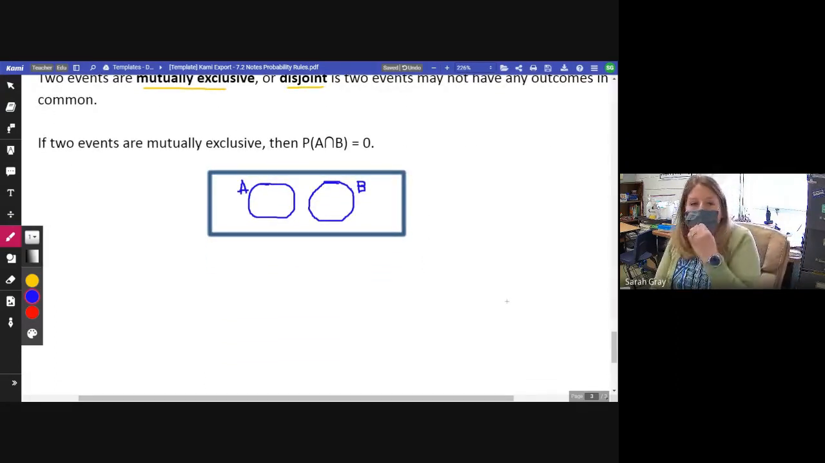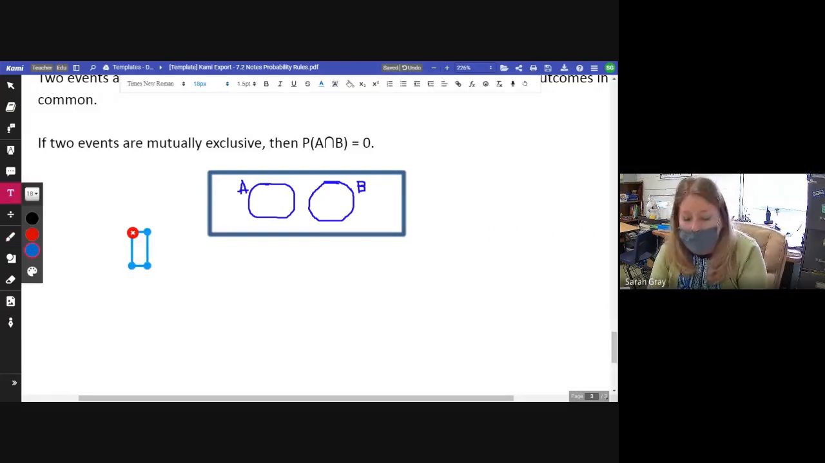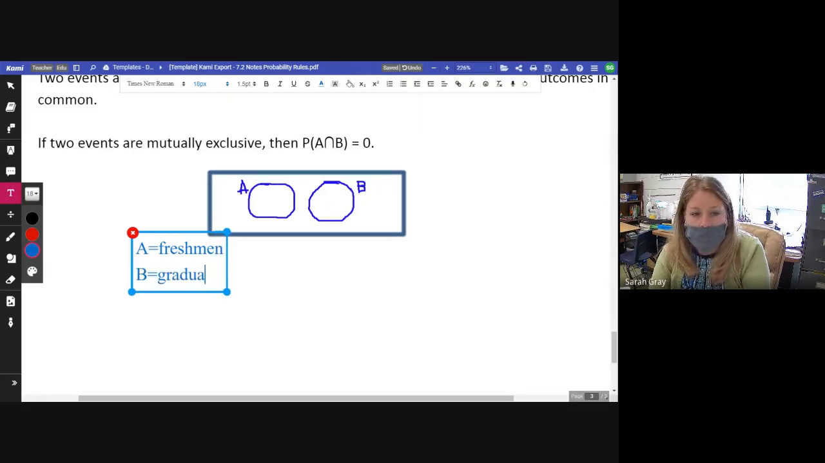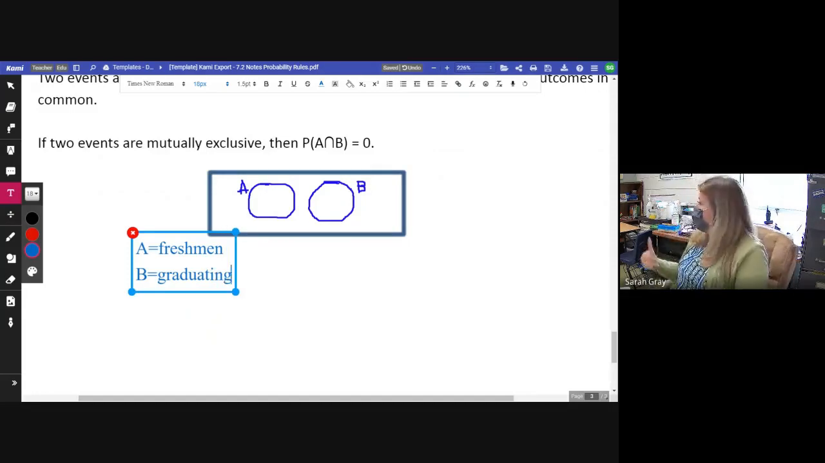So the example I used earlier was if A was being a freshman and B was graduating. You cannot be a freshman and be graduating. Now, I didn't use age. I used class because your class is based on your credits. So you could be a 14-year-old senior, but you can't be a freshman and graduating. Those two things are disjoint. There's nothing in the intersection.